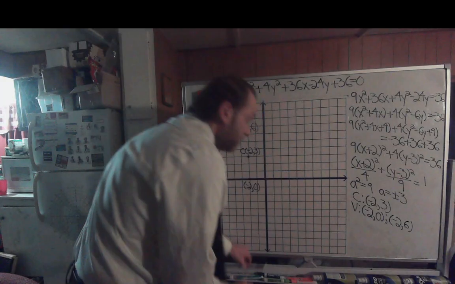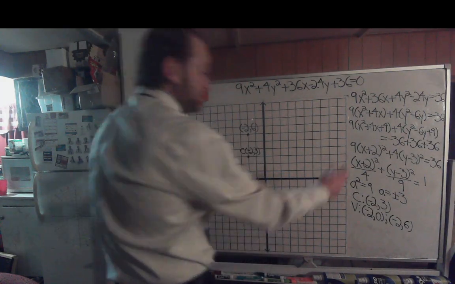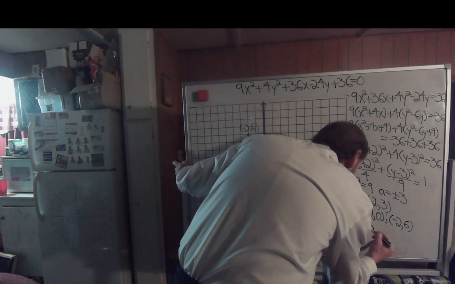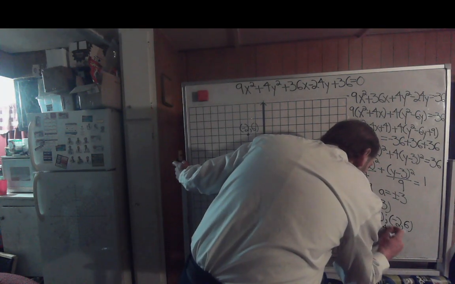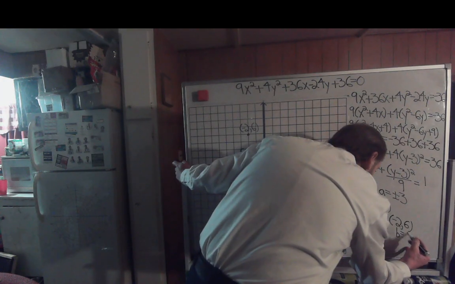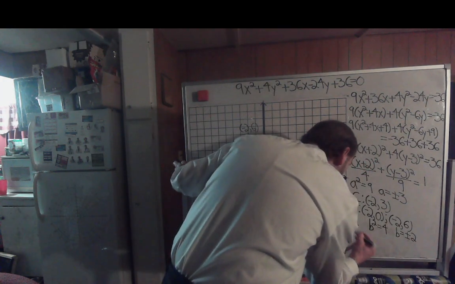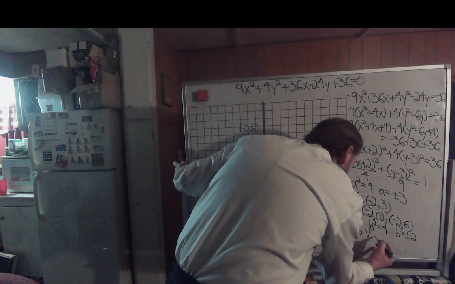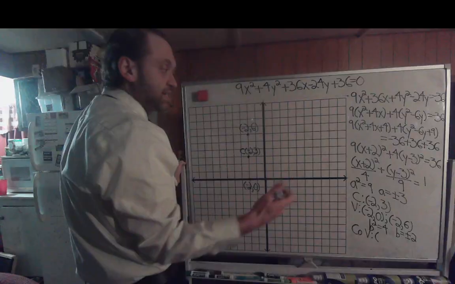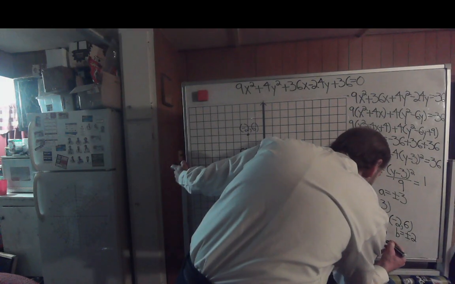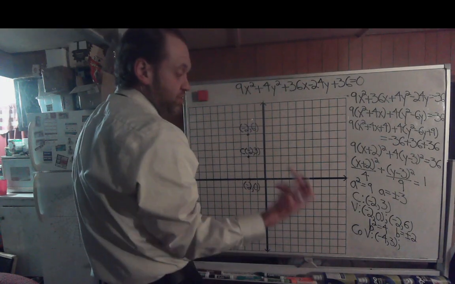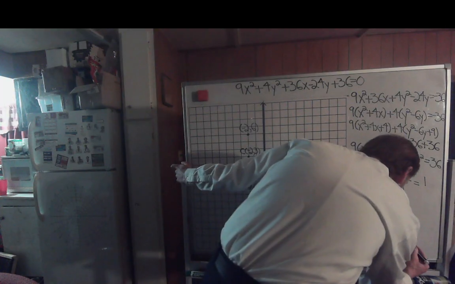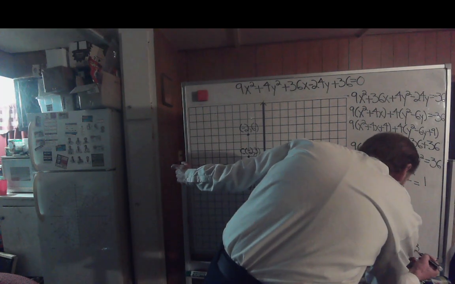Now let's find your co-vertices. Well, that means b squared equals 4. So that means b equals both plus and minus 2. So your co-vertices are going to be, since the x-axis is your minor axis, take that -2 and subtract 2. You'll get a co-vertex at -4, 3. Then take your x-coordinate of -2 and add 2. You'll get another co-vertex at 0, 3.